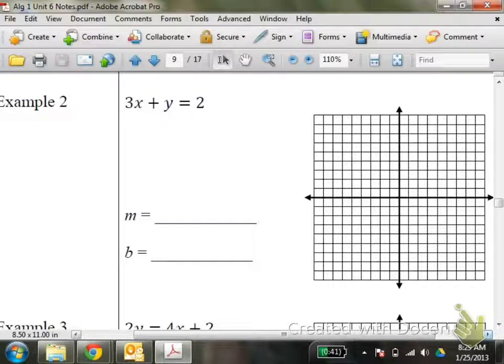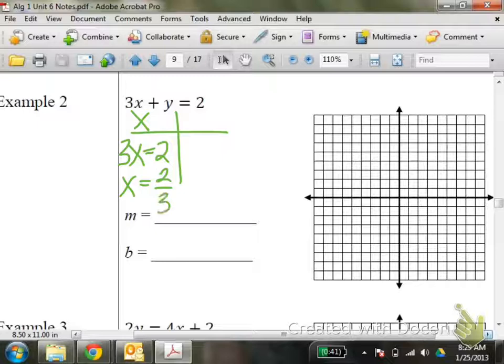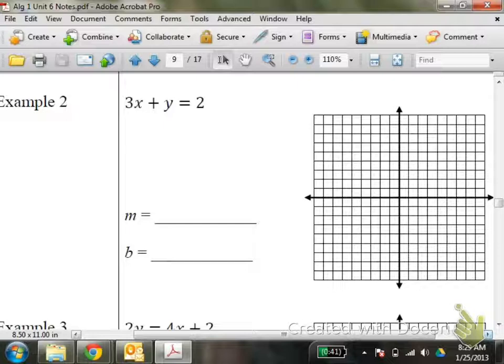Now, you could use a table or you could use x and y intercepts. But if you notice, the x-intercept would be a fraction. Does everybody see that? If I was to use x and y intercepts, y would be 0, so that would give me 3x equals 2. So my x-intercept would be what? Not 3 over 2. 2 over 3. That's not as nice to graph. So instead of doing x and y intercepts, we're going to solve for y and put it into slope-intercept form.